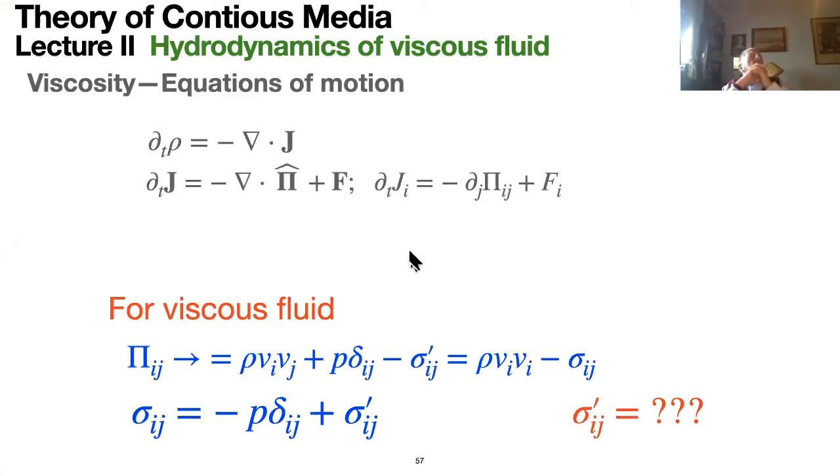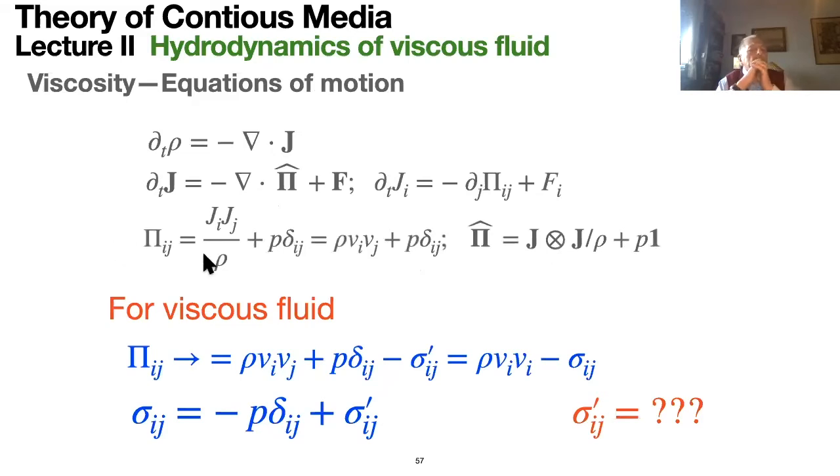We remember that there are 4 equations of motion for a liquid. The one is the continuity equation, which tells us that the time derivative of the density is equal to minus the divergence of the particle current. The other is that the time derivative of that current is expressed by the Euler equation, where the stress tensor Pi is just the density times a product of velocities plus the pressure times the unit tensor.